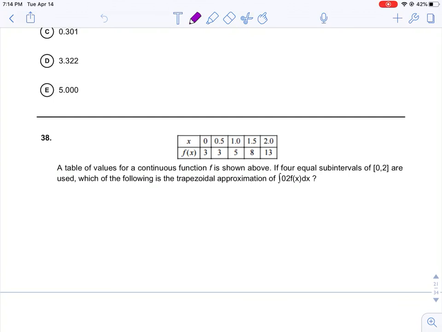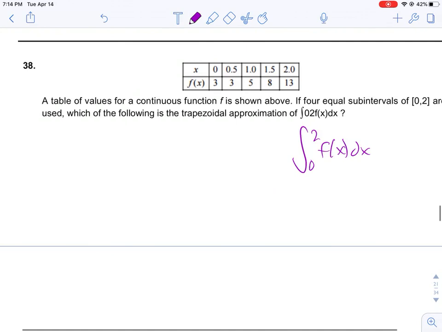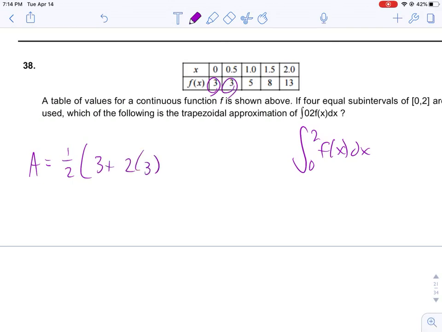If 4 equal subintervals are used, which of the following is a trapezoidal approximation? All right, so now here we have, this is supposed to say integral from 0 to 2. So now we do have equal subintervals, and we already did a trapezoidal approximation without equal subintervals. But now since they're equal, we could do the trapezoidal rule. If you don't know the trapezoidal rule, then just do every single trapezoid one at a time. But the trapezoidal rule is going to be 1/2 the first base, which is 3, plus 2 times the second base, which is also 3, plus 2 times the next base, plus 2 times the next base, plus the last base only once.